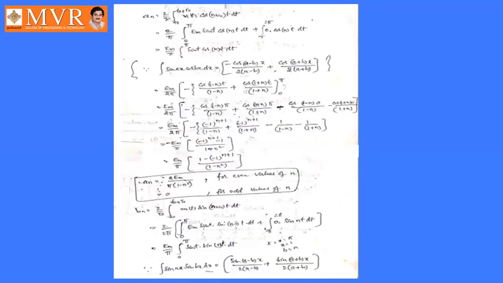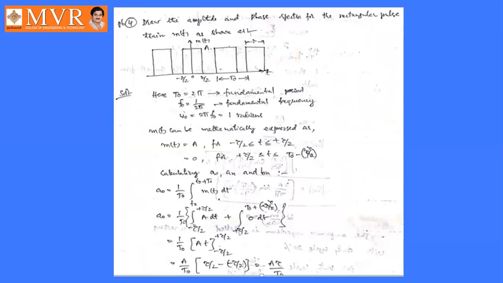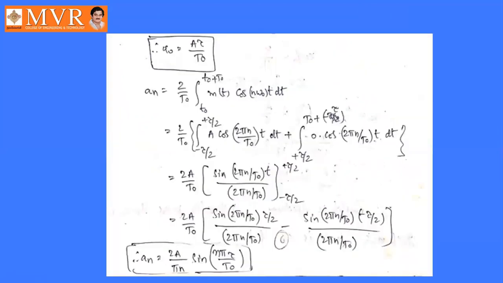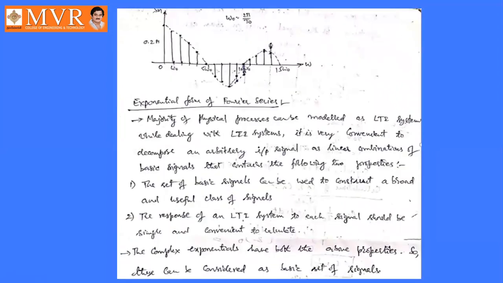And this is half wave rectifier. Okay. So here, accidentally we will get bn value as 0. That's why here also we don't have any phase spectrum. And in this type of problems also bn is 0. Okay. Like this, we have done so many problems.